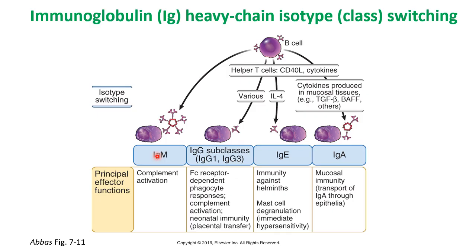So how do you do class switching? You go from IgM to one of these other three classes. When you talk about IgM to IgD, that's not class switching. What do you call the process of the mRNA? It escaped my mind now. Is it transcription?